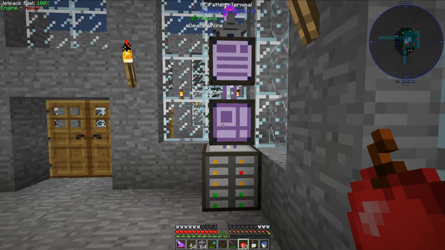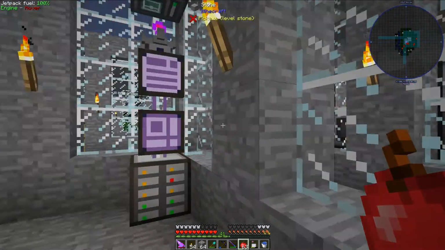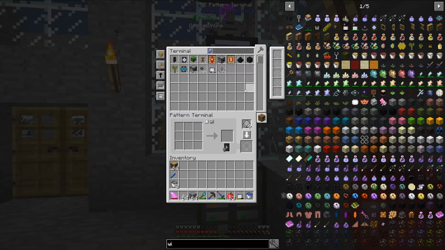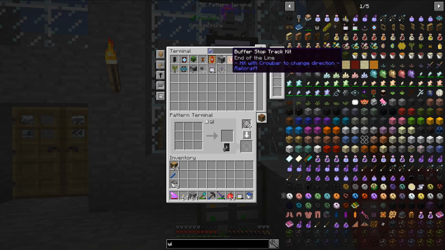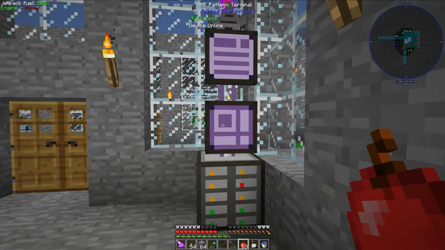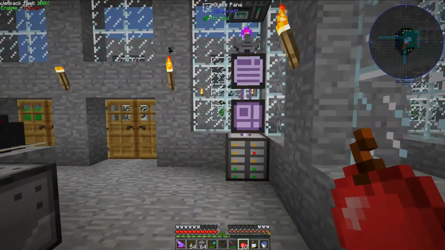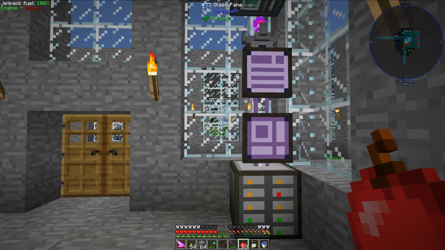So in today's episode, I set up some auto-crafting for my applied energistic system. That's going to make crafting certain things a lot easier. I don't have to manually go through everything. So obviously that's really, really nice. In addition, I set up a wireless terminal here, so I have wireless access to my applied energistic stuff and my system, so that is also going to be very nice.